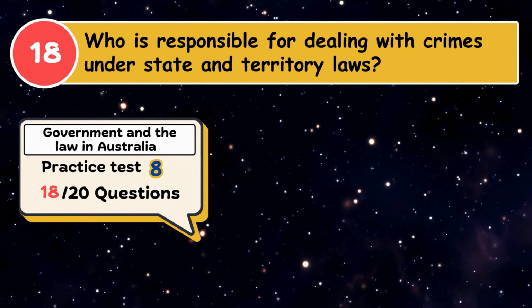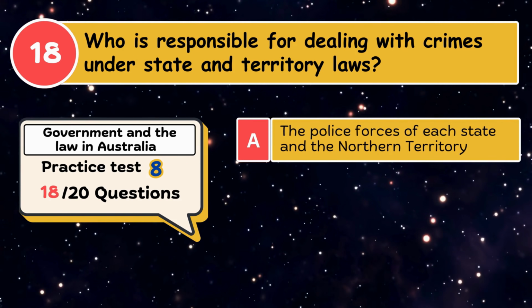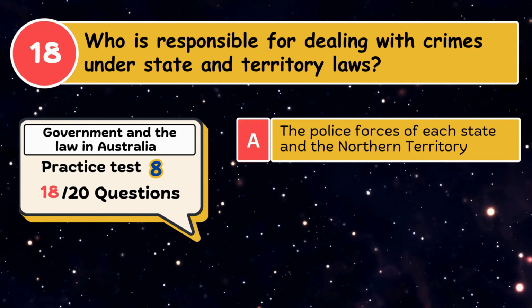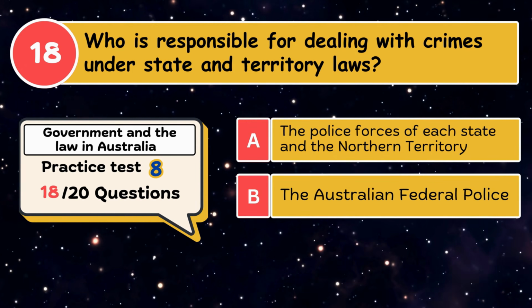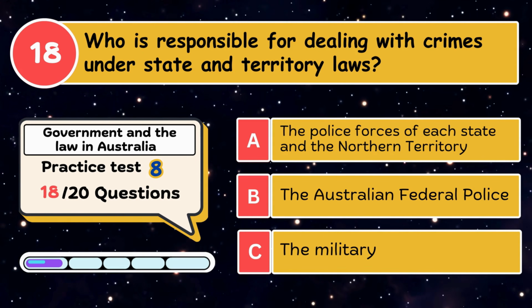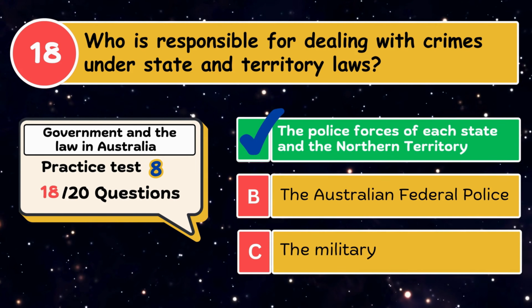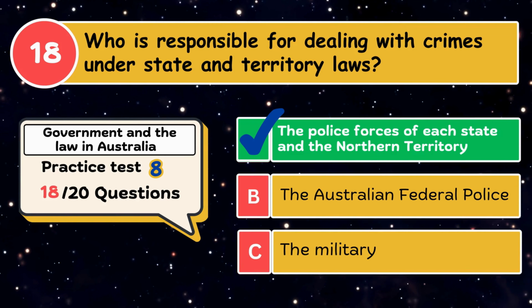Who is responsible for dealing with crimes under state and territory laws? A. The police forces of each state and the Northern Territory. B. The Australian Federal Police. C. The military. The correct answer is the police forces of each state and the Northern Territory.